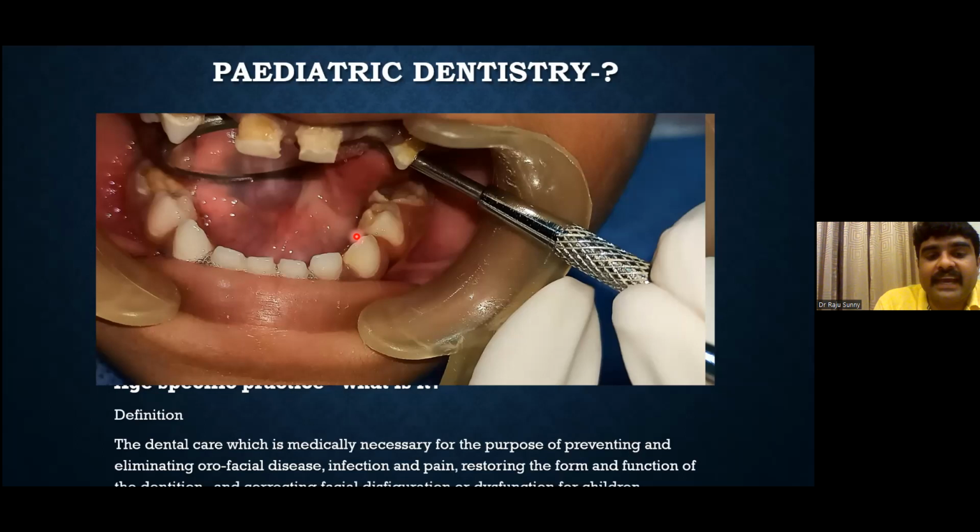We say it is dental care which is medically necessary for the purpose of preventing and eliminating orofacial diseases. See, so many infections will be there. You are either preventing or eliminating orofacial diseases. Infections will be there, abscess will be there, pain will be there, and later you will be restoring the function. So as a pedodontist, as a dentist, you should be able to restore the form and function of the dentition, so that the child will be able to eat properly. There will be proper digestion of the food, which can help keep the child disease free, and at the same time the growth and development of the child takes place normally.